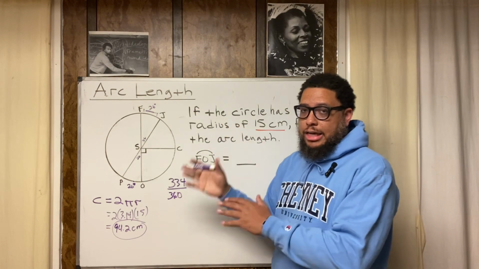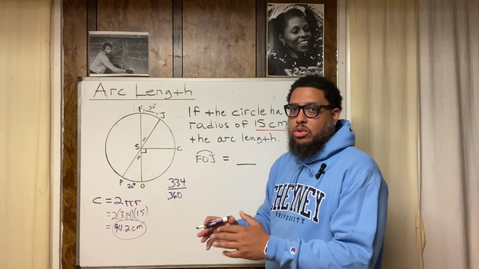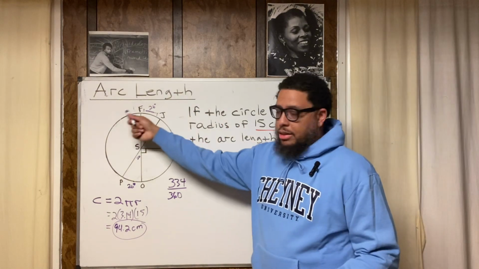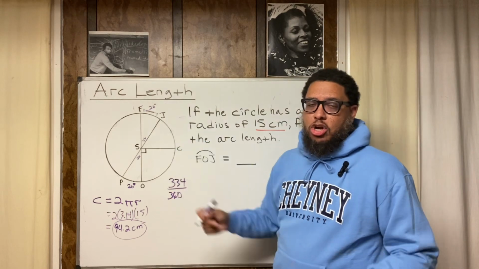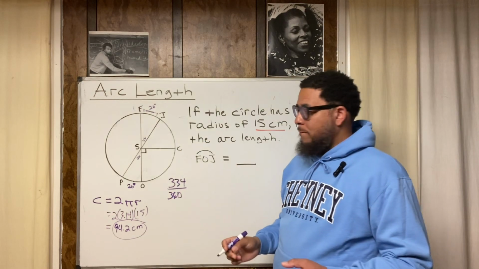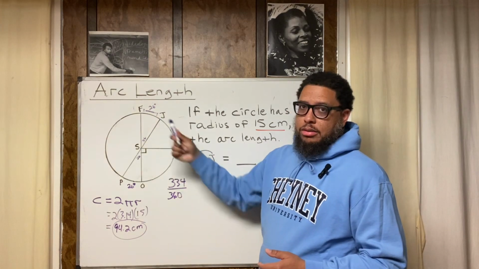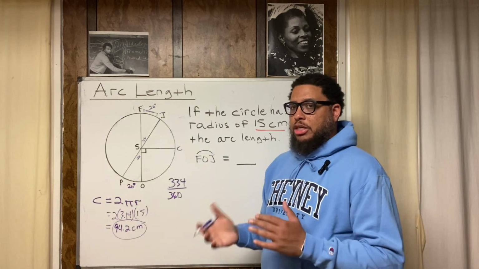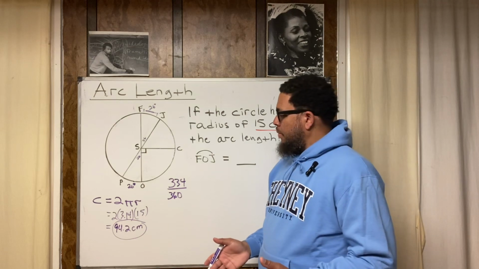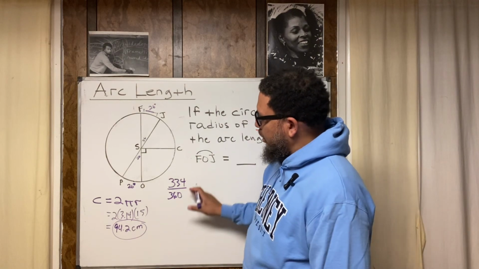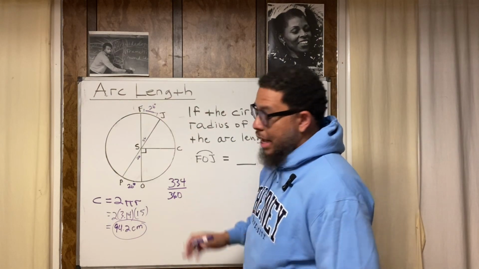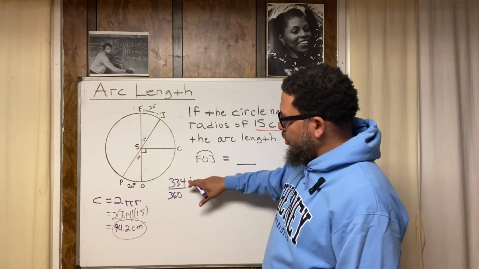Don't confuse arc length with arc measure. Arc measure is an angle. Arc length is a length, right? That's how long it is. Arc measure is a degree measure, right? It's how wide the central angle is that subtends the arc. That's something different. Arc measure and arc length ain't the same thing. All right. So this right here is the fraction that this arc measure is out of the whole circle. So it's 334 out of 360.